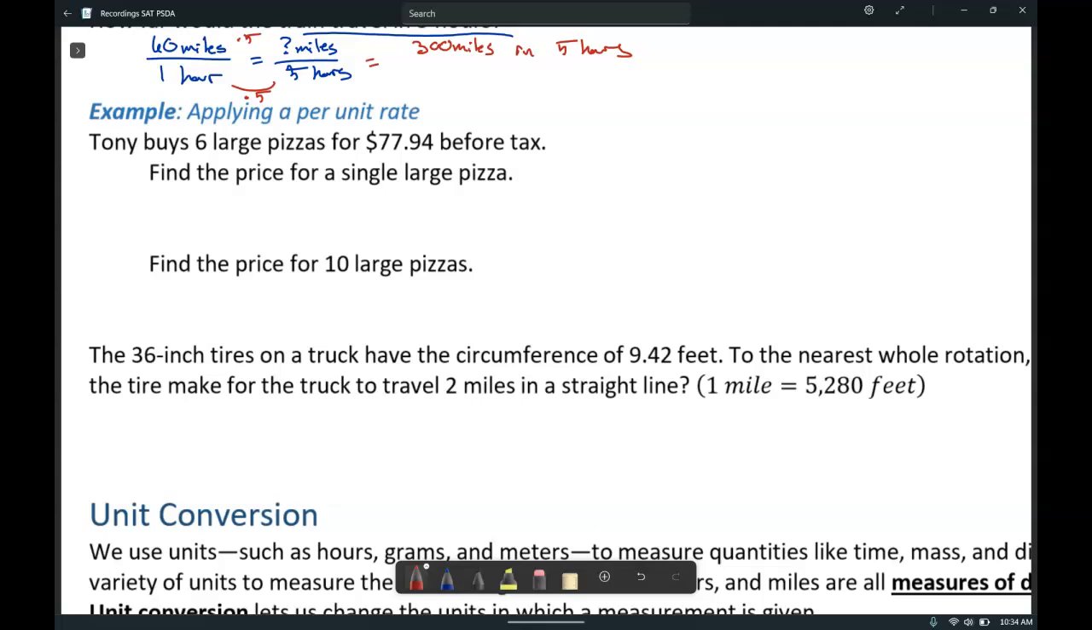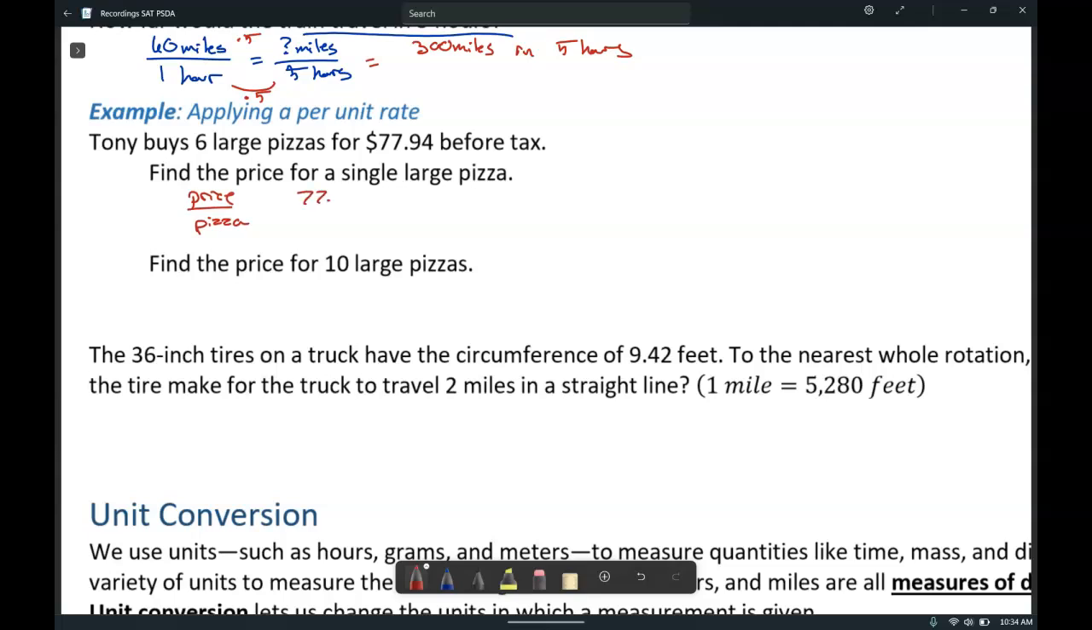So let's go ahead and do a couple examples where we apply a unit rate. Tony buys 6 large pizzas for $77.94 before tax. We want to find the price for a single large pizza. So we're looking at price per pizza. It often helps to write out what the rate is comparing as units, and then start filling in information, but we need to make sure we can clearly visualize what that relationship is.